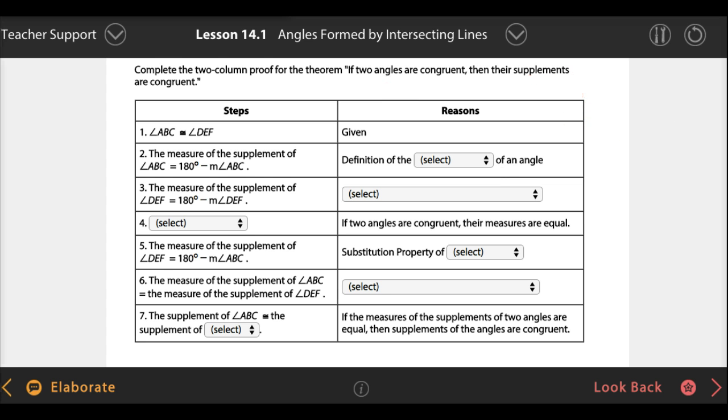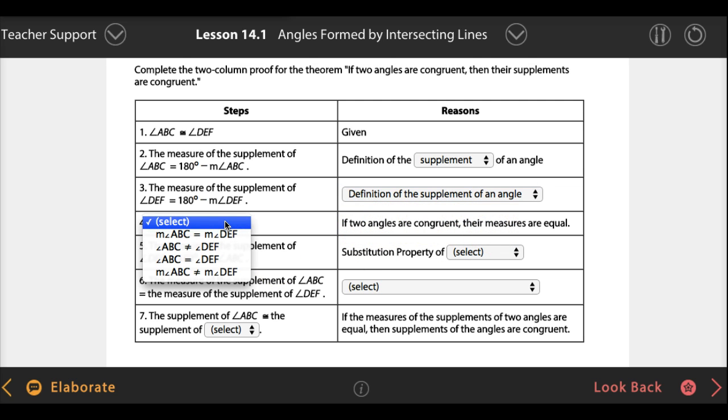So it seems like common sense to me, but proving it is difficult, right? So what's given to us? We have two angles that are congruent to each other. We always start with the given. The measure of the supplement of ABC is going to be 180 minus the measure of ABC, because that's the definition. So that's the definition of the supplement of an angle. That's so easy. The measure of the supplement of DEF, because now we're talking about this angle, is the same thing. And so same thing, definition of the supplement. And then if two angles are congruent, their measures are equal. Two angles are congruent.